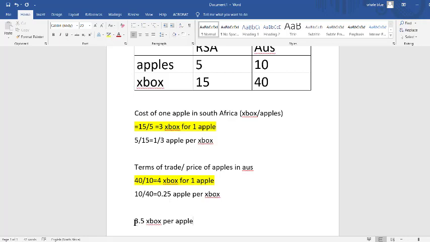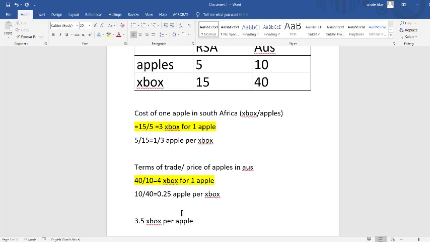Now, in terms of the world, they need to pay 3.5 Xboxes per apple. So for them, it is not worthwhile to buy apples in the world. But what is it worthwhile for them to do? If you look at it in terms of selling and not buying in South Africa, if they had sold one apple, they would have gotten 3 Xboxes.